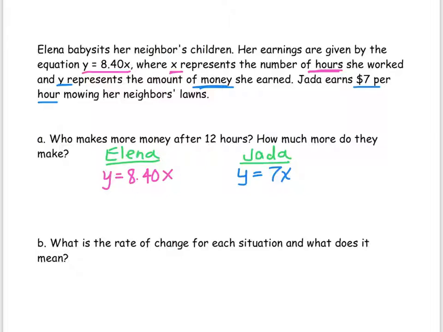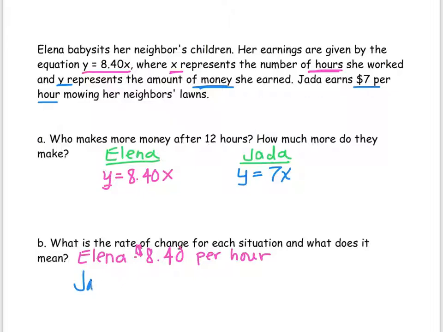So I'm going to jump down to the second question, B. It says, what is the rate of change for each situation and what does it mean? So for Elena, because to understand how to solve A, we have to have the rate of change. The rate of change for Elena is $8.40, and what this means is $8.40 per hour. She gets paid a constant rate of $8.40 for every single hour. That's how much her earnings, the y, changes by.